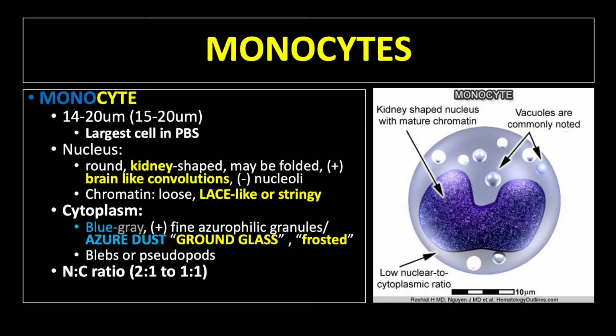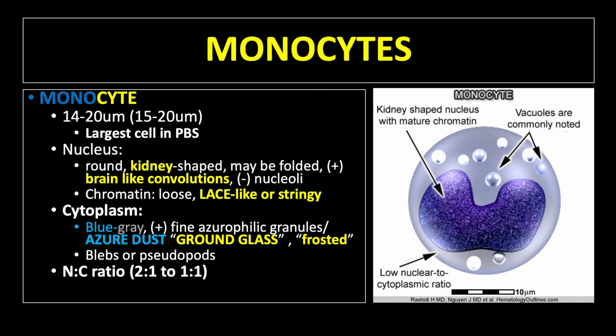So when the promonocyte matures into a monocyte, it usually measures 15 to 20 micrometers, or 14 to 20 micrometers, and it is deemed to be the largest cell seen in the peripheral blood smear. So what is the characteristic nucleus of a monocyte? Basically, it's round, or it can assume a kidney shape and may be folded with brain-like convolutions and absence of nucleoli. The chromatin is characterized as loose, with a lace-like or stringy appearance.